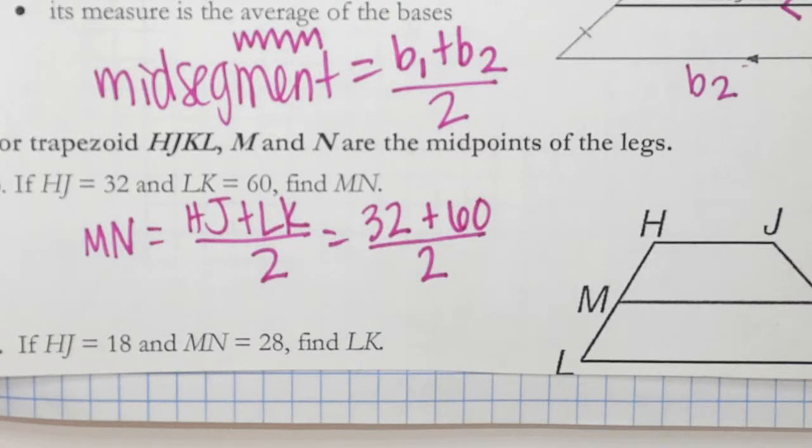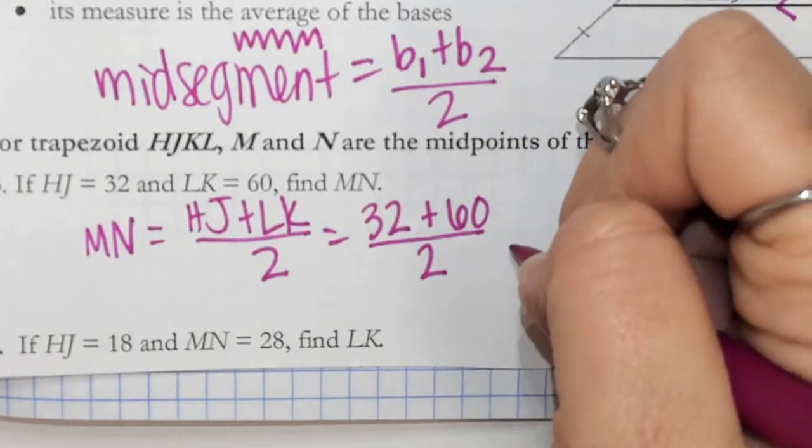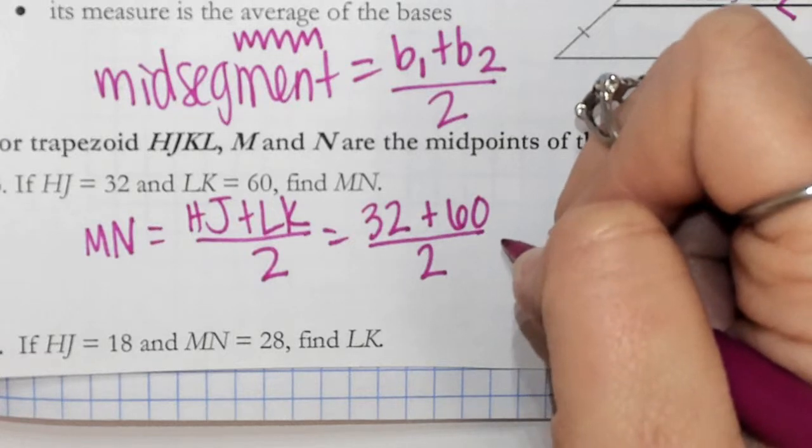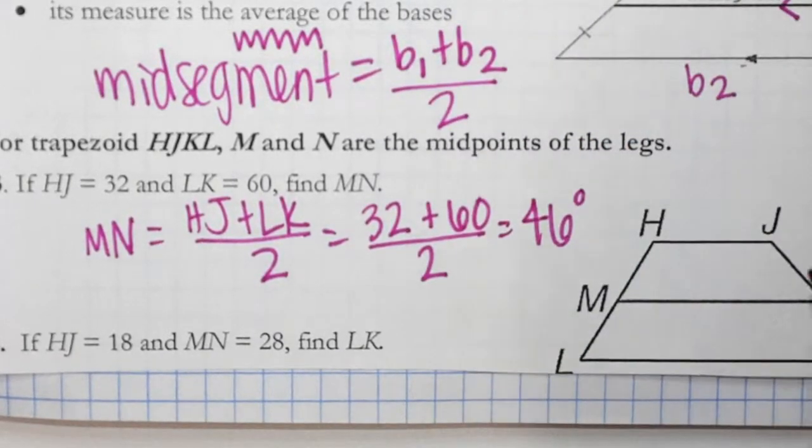Does anybody have a question on how I just did that? Because if you do, you need to speak now. Alright, what's 32 plus 60? And what's 92 divided by 2? Awesome. If you got 46, raise your hand. Take a point.